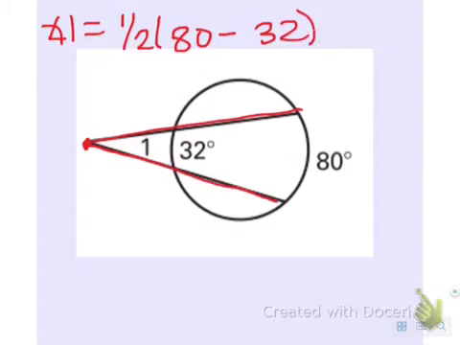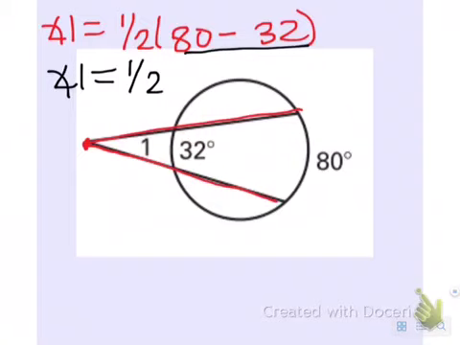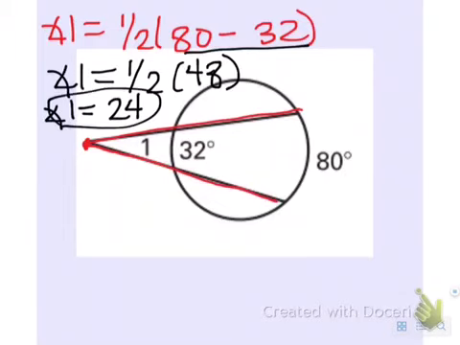So if I follow the order of operations, remember I have to do the parentheses first. So to find angle 1, I know that's going to be half. 80 minus 32 is going to be 48. And I know that half of 48, if I take my calculator and divide by 2, is going to give me 24. So angle 1 is equal to 24, and it looks like an acute angle, so that's a good answer. Make sure you left room for the second example here.